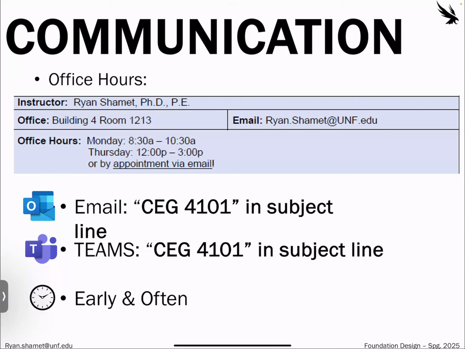Oh, is this a senior design question? Is this a foundation question? So even in the Teams chat, if you're starting a separate one, put CEG4111 or 4101 or whatever the grad one is, just so I can keep it consistent too. But the best thing, I do have these set office hours, but for email, we can meet over Zoom or in person or Teams or whatever is easiest. So just set that up, and that'll be the best way of communicating.